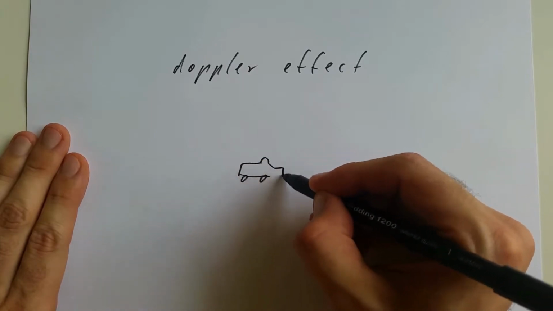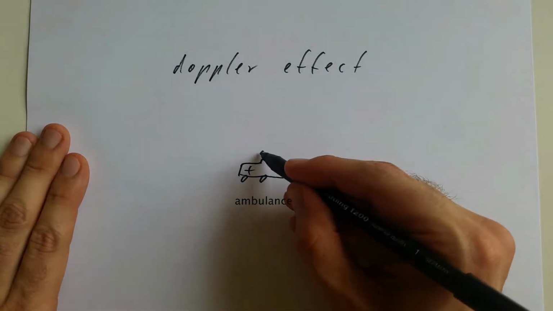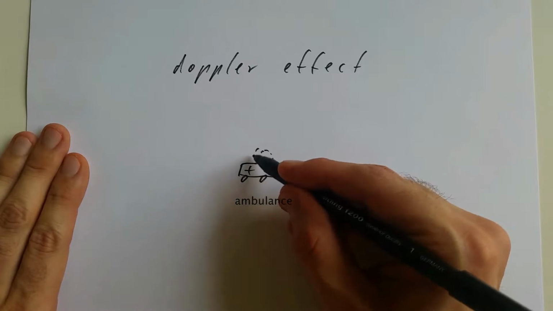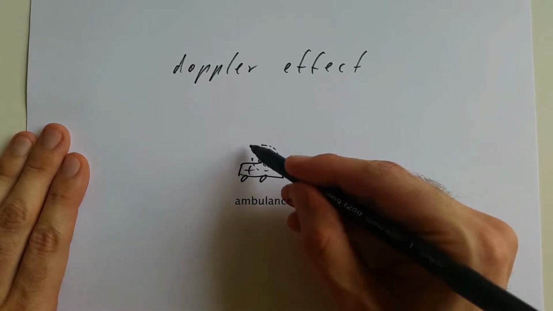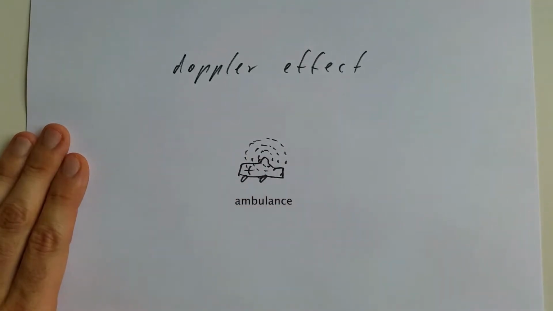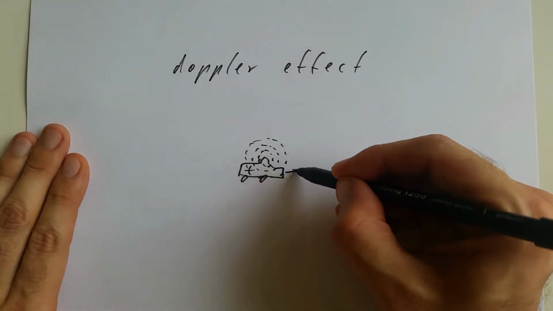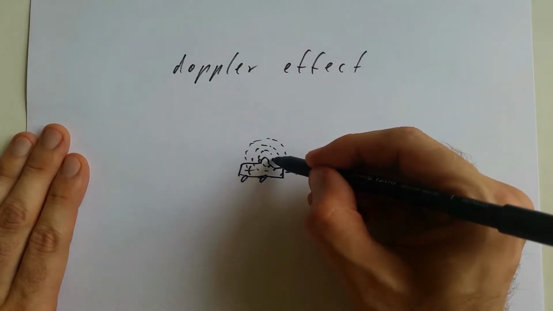For example, almost everyone knows this phenomenon when we stand near the street and an ambulance drives past and we hear the siren. What is the siren doing? Of course, it's sending sound waves, which we can hear, but the sound waves are not the same as if the ambulance was parked with the sirens on. When parked, the sound waves are all straight in the same way, to the left, to the right, and up and down. But when the ambulance is driving, however, there are differences.